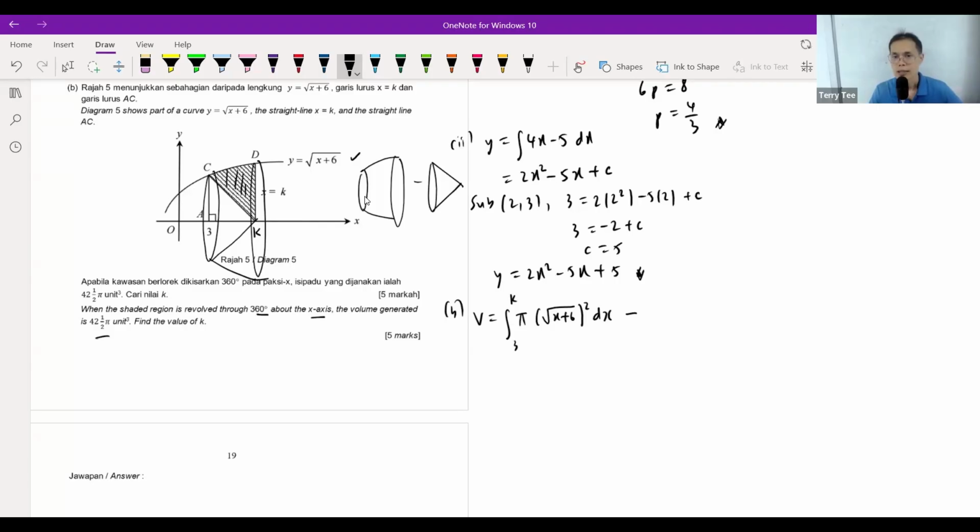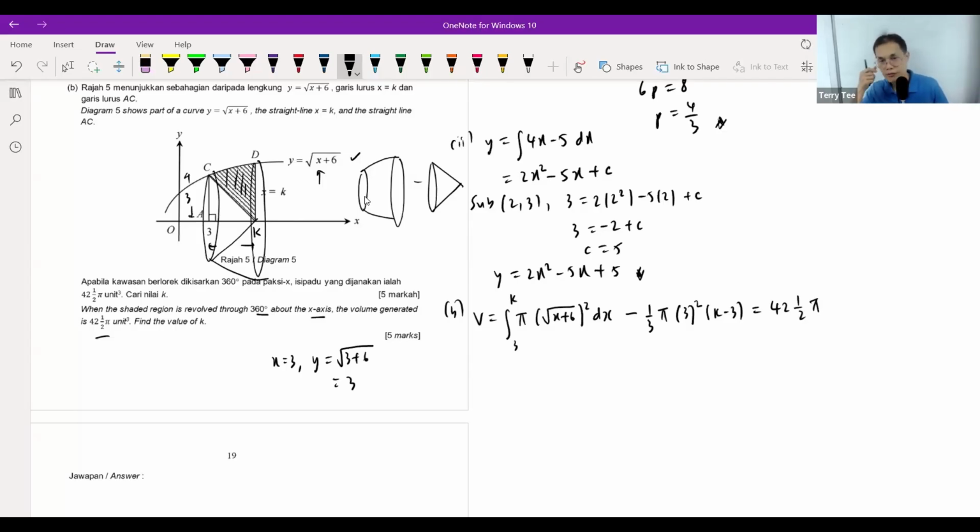Now the formula for volume of cone is 1 over 3 pi r squared h. Your radius is actually measured from here to here. To find that radius, you need to calculate separately. Because when your x is 3, find your y. You put 3 inside. 3 plus 6 is 9. Square root of 9, your y is 3. So notice this is also 3. Your cone has a radius of 3. You put the 1 over 3 pi r squared. Your height of the cone is measured from here to here, which is k minus 3. And your answer is 42.5 pi.